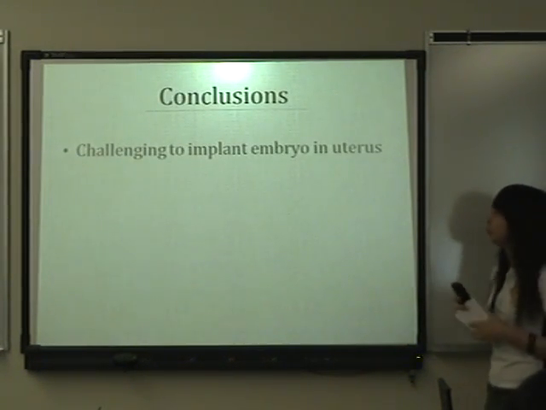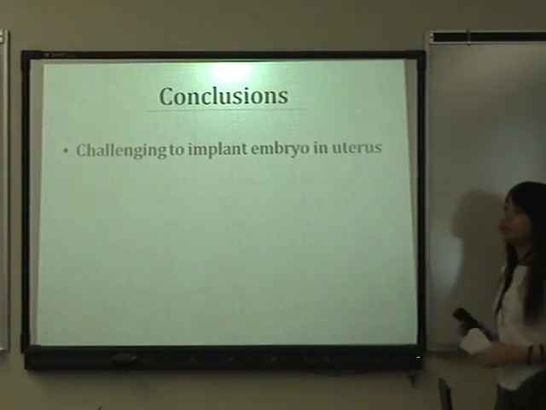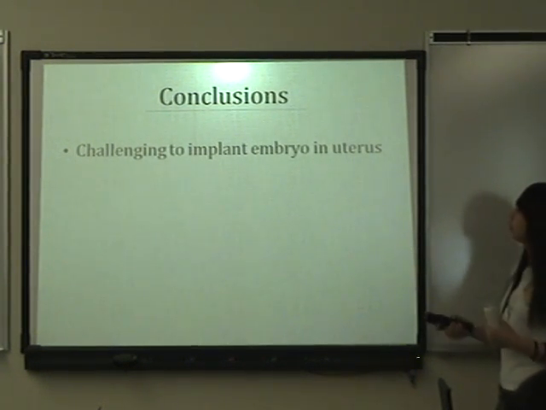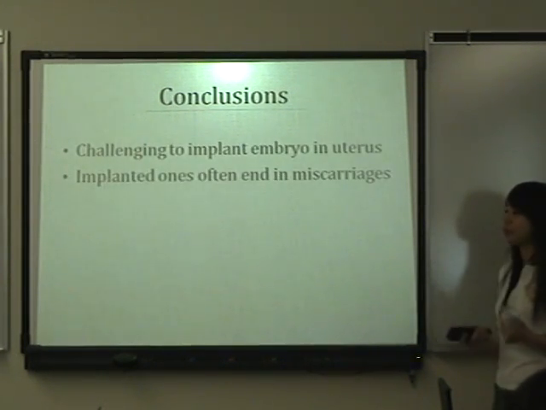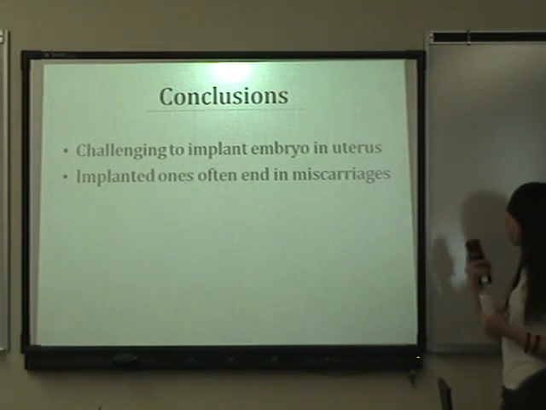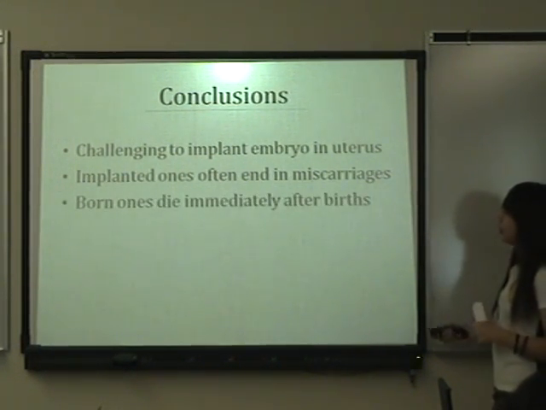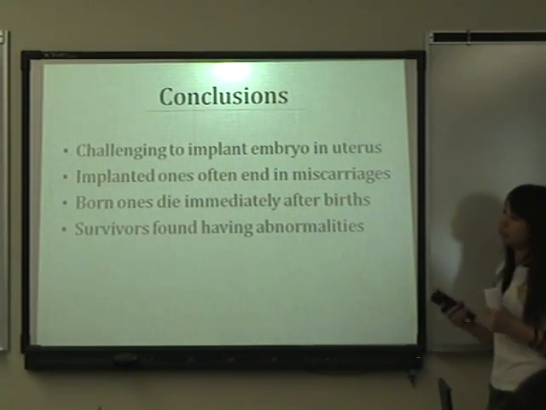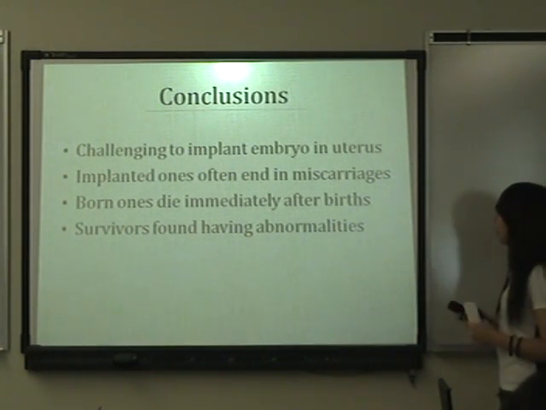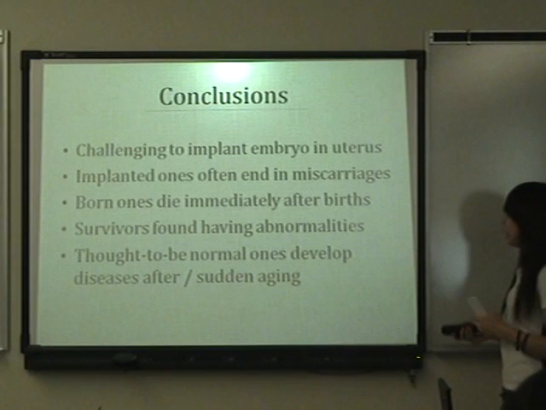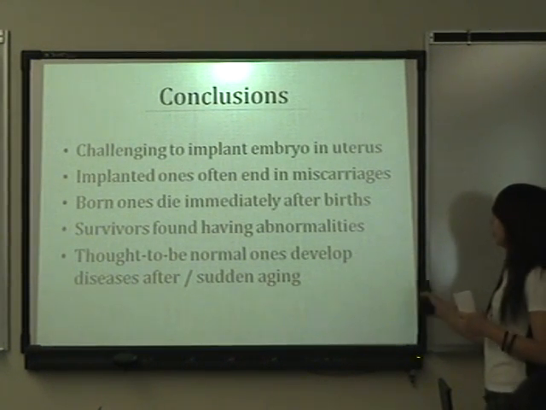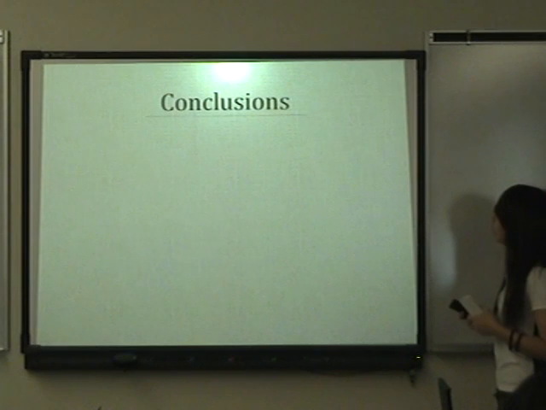So the conclusion is that it is already really hard to implant the embryos into the surrogate. And even after you implant them, they end in miscarriage. And even when they're born, they die immediately right after. The ones that survive after birth often have abnormalities, and the ones that are thought to be normal often develop disease after, or suddenly just age.